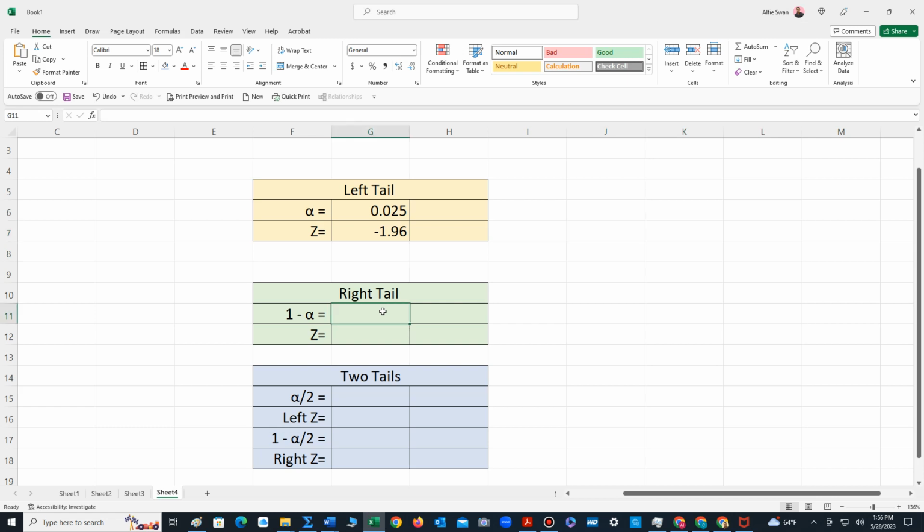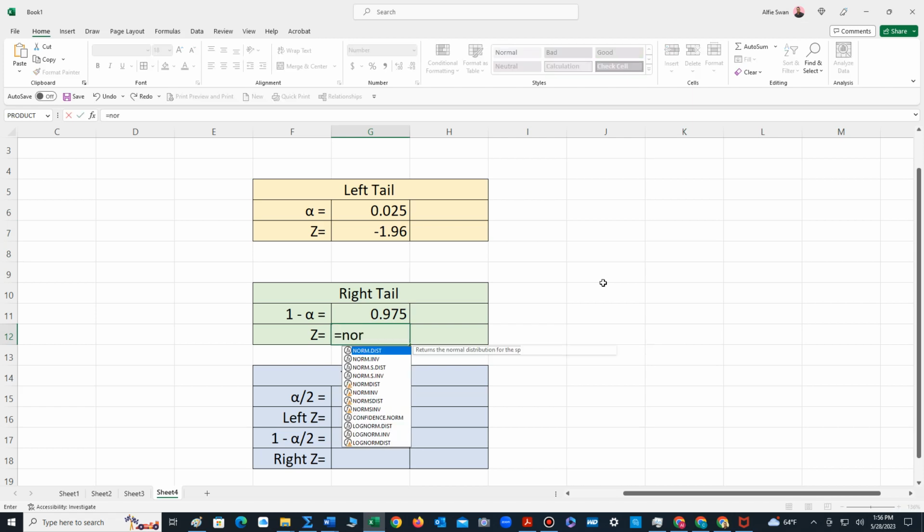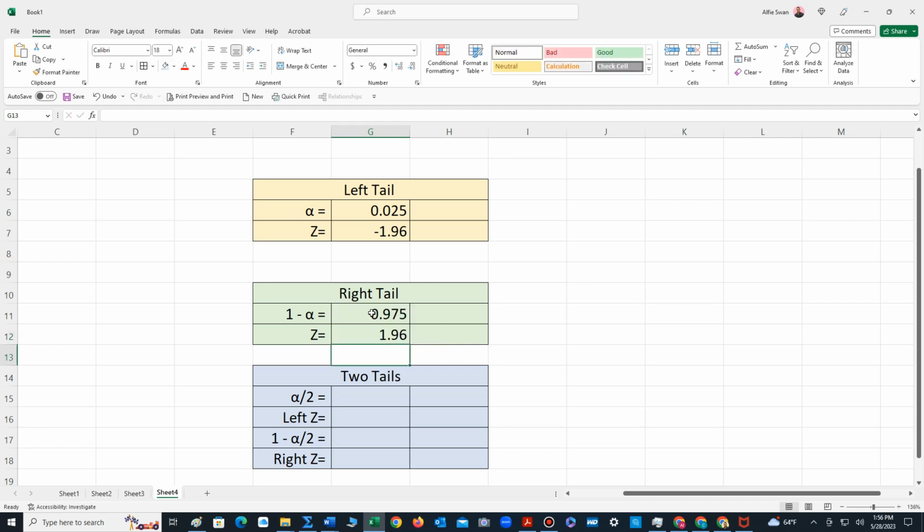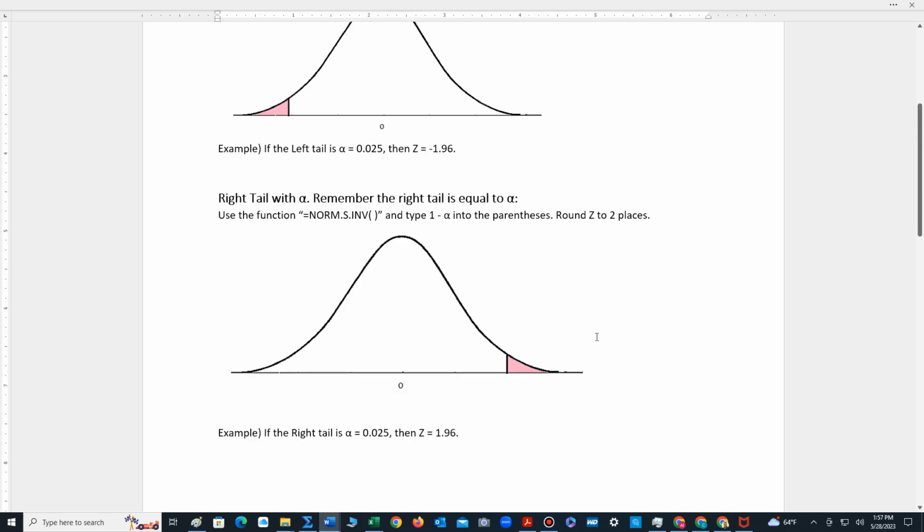So here we have to type in 1 minus 0.025, and that's 0.975. Now we type in the function. It's norm.s.inv. We select the area, and that's going to give us positive 1.96. We have to be careful when we have a two-tailed test. So let's go ahead and work out that example next.